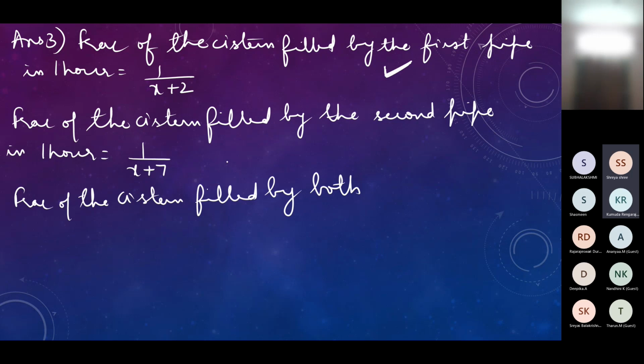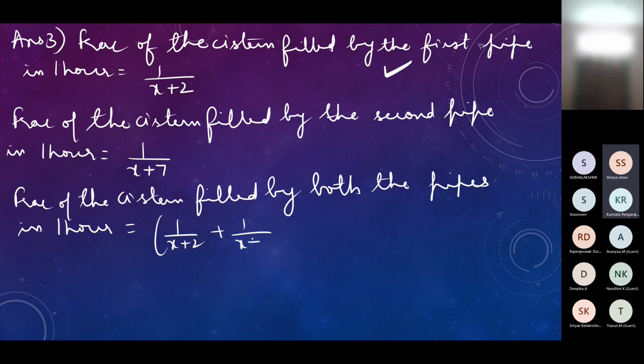Now, when both the pipes work together, that is when both the pipes are let open, then the fraction of the cistern filled by both the pipes in 1 hour, when they work together in 1 hour, they will be able to fill 1 by x plus 2 plus 1 by x plus 7. This fraction of the tank is filled by both the pipes in 1 hour.